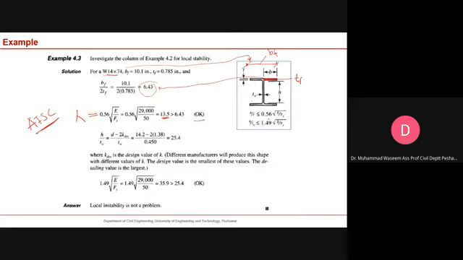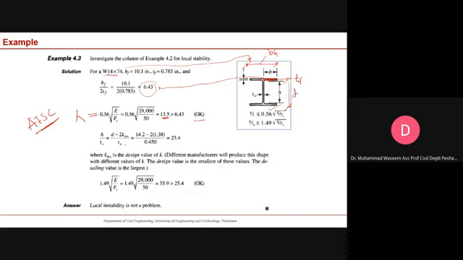This is given here. Now we will check the webs. For the webs, you have to subtract from D. I think D is the total depth. This is the total depth.